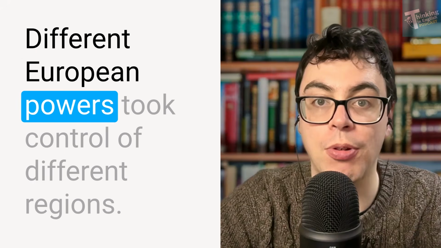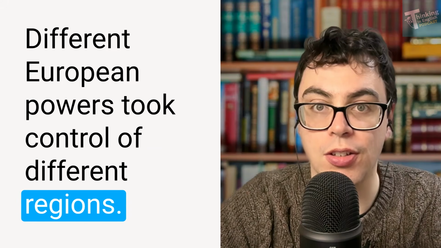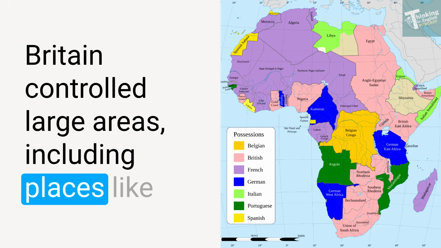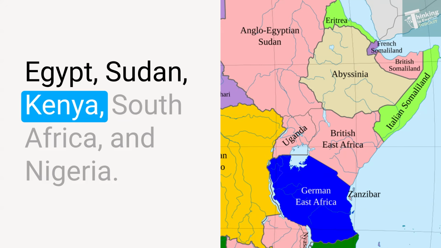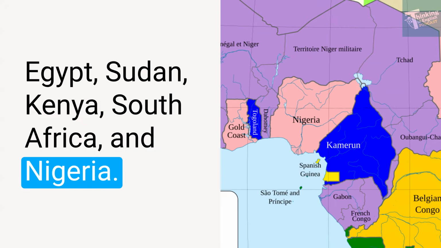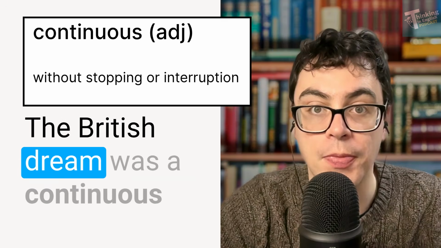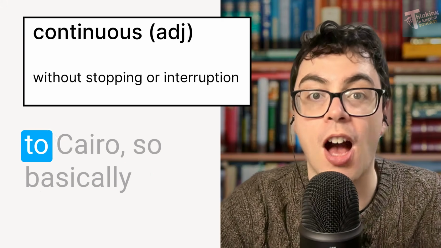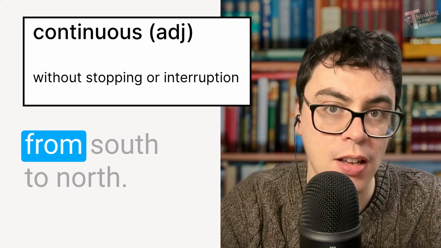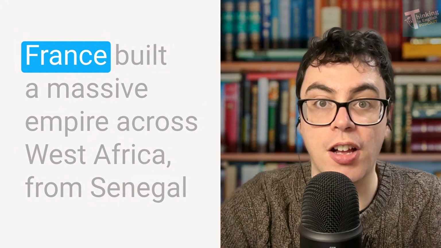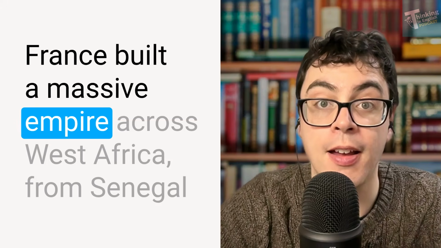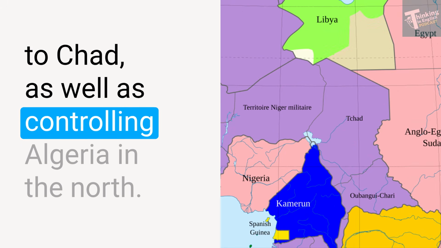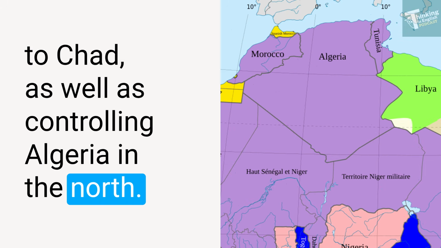Different European powers took control of different regions. Britain controlled large areas, including places like Egypt, Sudan, Kenya, South Africa, and Nigeria. The British dream was a continuous empire stretching from Cape to Cairo, so basically from south to north. France built a massive empire across West Africa, from Senegal to Chad, as well as controlling Algeria in the north.